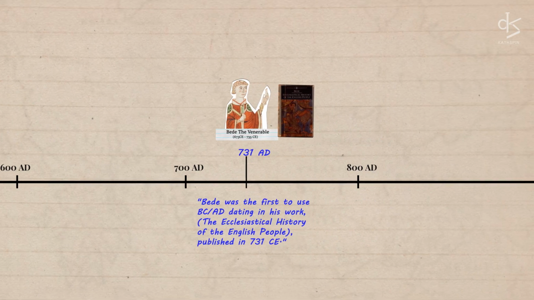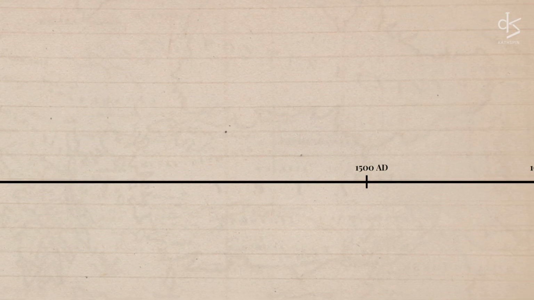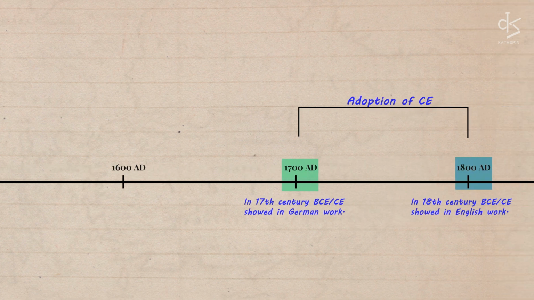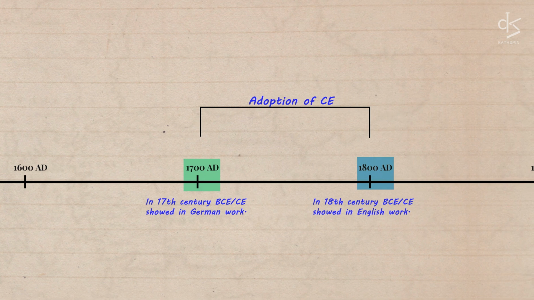The use of the BCE CE dating system instead of the BC AD dating system isn't a new concept. It's been around for a while. In fact, the use of Common Era, CE, instead of AD first showed up in German in the 17th century and in English in the 18th century. The switch to BCE CE is about being accurate when talking about history and including everyone regardless of their beliefs.